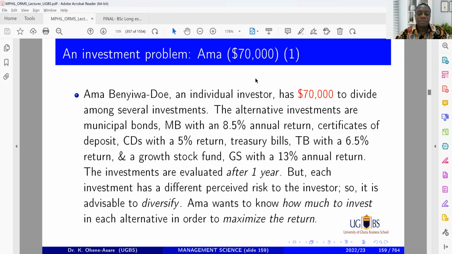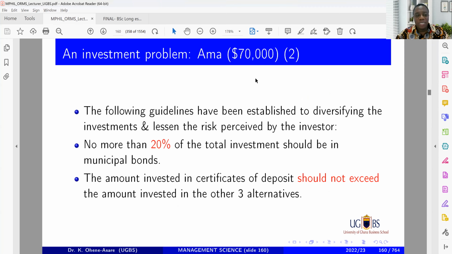Okay. All right. Any other before I move on? All right, so now let's go to the first constraint. The first constraint says that no more than 20%. Yes, Emmanuel.